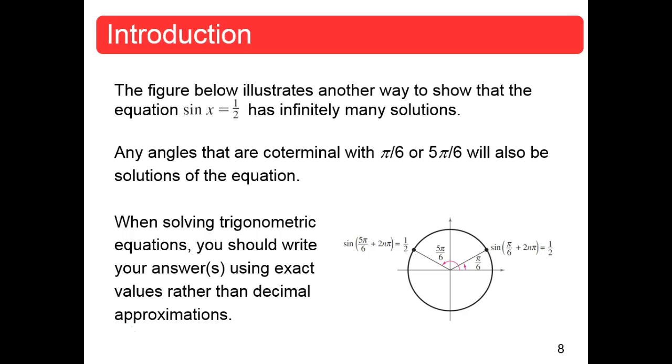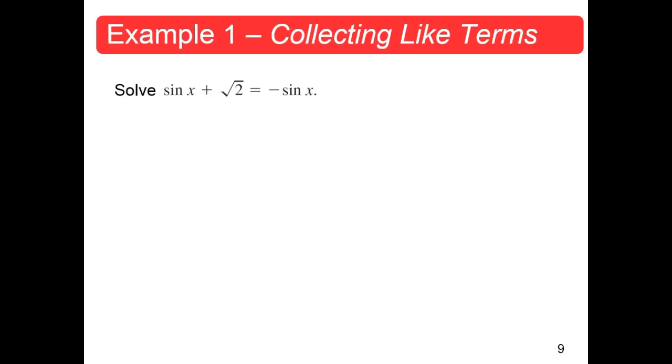Now, we're just beginning 5.3. We're right now around page 362, getting ready to go to 363. And example 1 is on 363. So here's an equation. Solve this equation: sine x plus root 2 is equal to minus sine x. And I'll guarantee you that it's not an identity. That is a conditional equation.